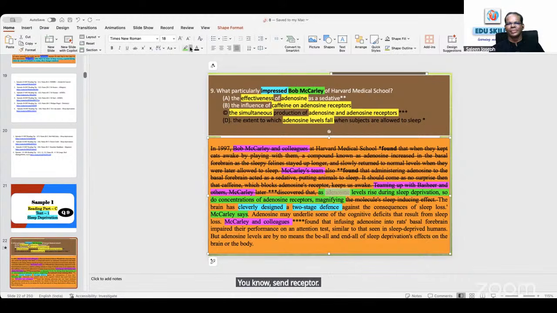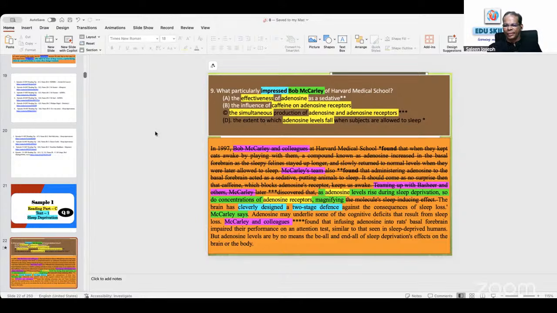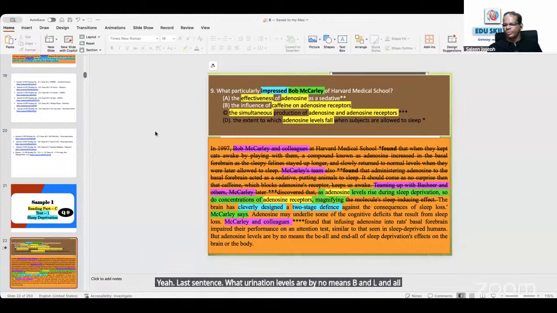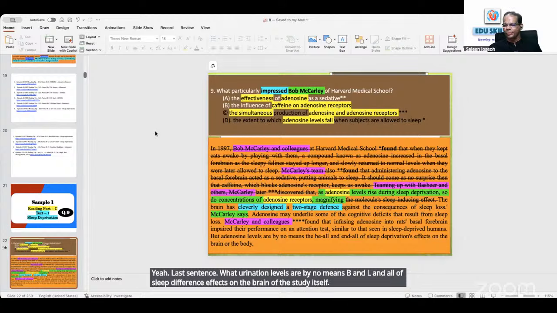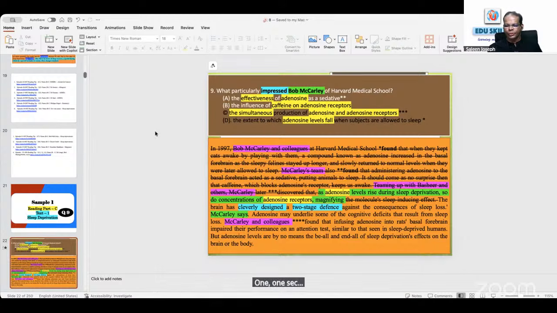See, once you are competent, you will not need to read anything of this out. 99% of the time when you see there is a conjunction, that is the right answer. The last sentence also has a contrast word: but adenosine levels are by no means the be all and end all of sleep deprivation effects on the brain. That is the contrast word. Last line, do you have a contrast word? But adenosine levels are by no means the be all and end all.